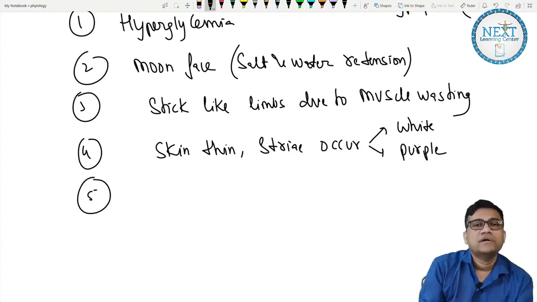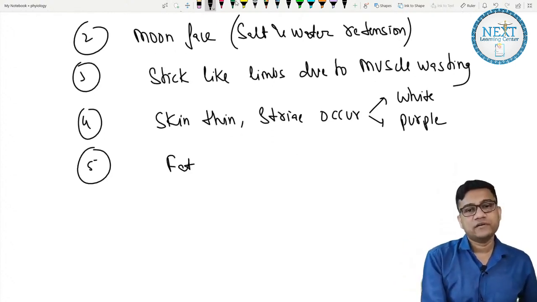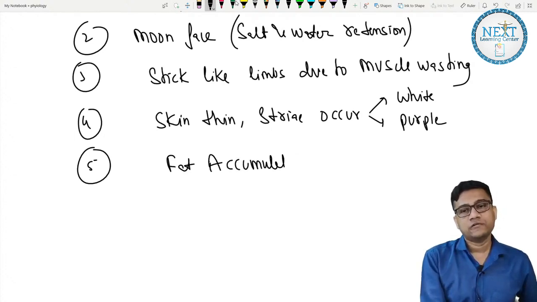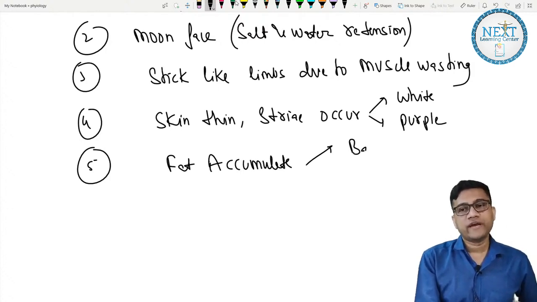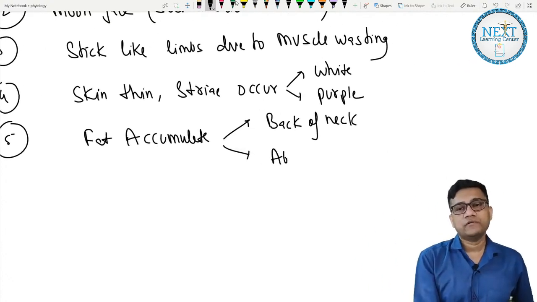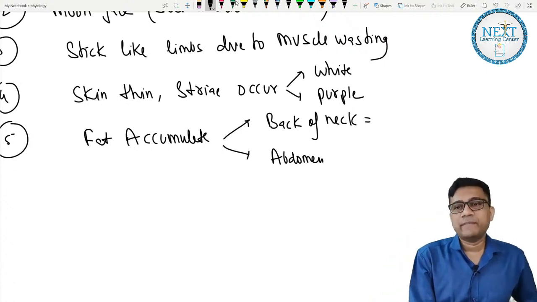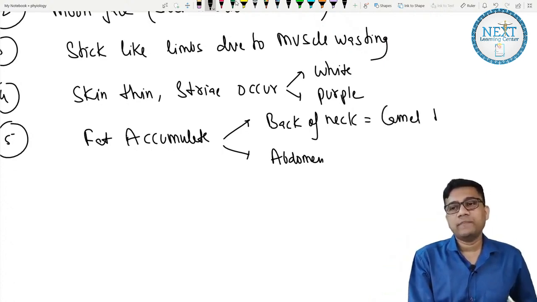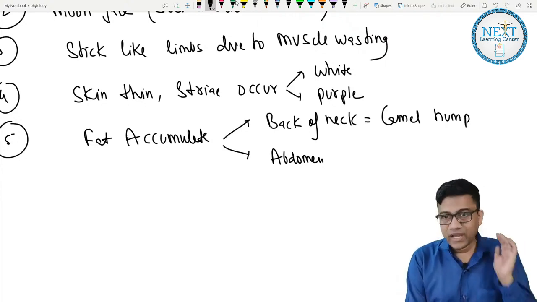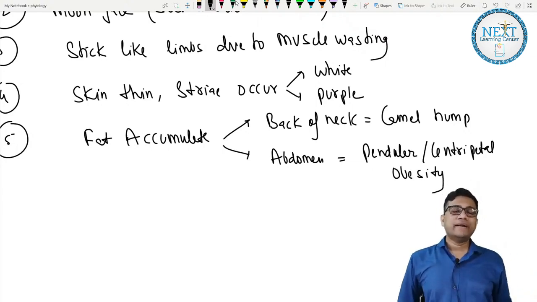Okay. Number 5. All the fat from the body is broken down and deposited. So there is a redistribution of fat. Okay. So fat accumulates in two areas. One is back of neck, the other is abdomen, because these two areas have more space. So it is called camel hump or buffalo hump. This is the back of neck. And the abdomen is causing obesity, pendular or centripetal obesity.